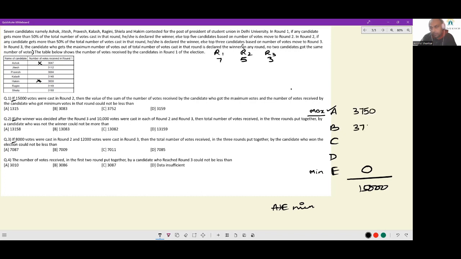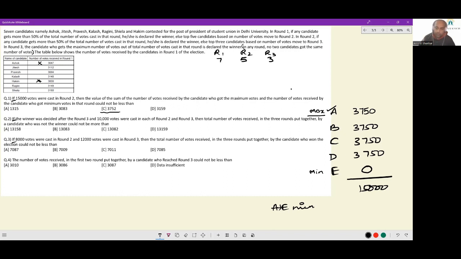3750, 3750, 3750, and 3750. By this extension, the answer should be 3750. But that is not present in the options. The closest one present there is 3752. But see this wonderful thing. We were told in any round, no 2 candidates got the same number of votes. So us distributing 4 identical numbers of votes to these 4 people wouldn't work.